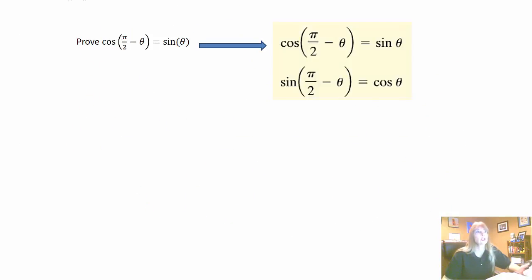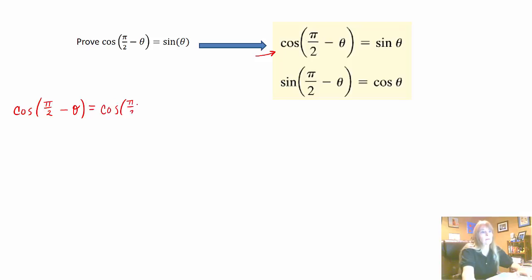Well, we could actually use this new formula that we have to prove that. So let's see if we can do this. So I'm doing this one. The cosine of pi over 2 minus theta. My formula says cosine, and it's a minus, so that becomes a plus, sine.